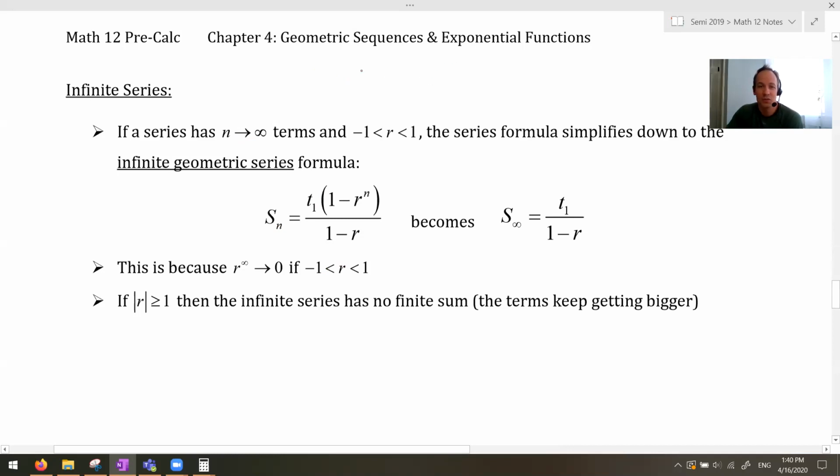So you can't always figure out a sum, but you can if you have these very specific conditions. Let's look at what they are. If a series has n going to infinity terms and r is between -1 and 1, so r is going to be like a decimal or fraction, the series formula can simplify down from this complicated beast, which isn't that complicated, to this. There's an infinity symbol there, by the way. What is the difference between these two? It's very simple. This first part disappeared. So we're left with T1 over 1 minus r.